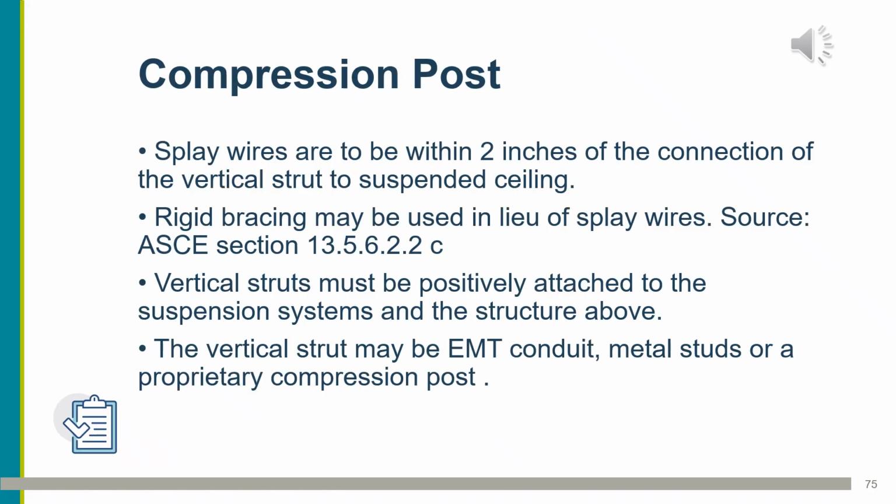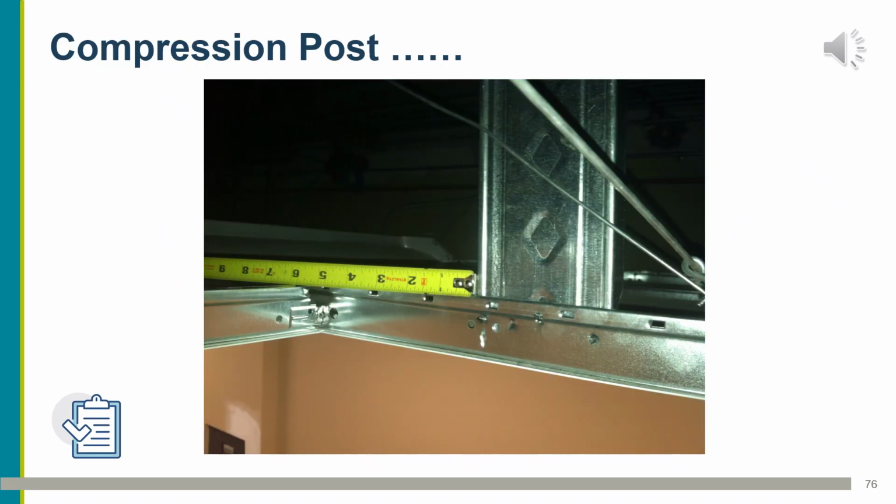Some key items to look for on compression posts. Splay wires are to be within 2 inches of the connection of the vertical strut to the suspended ceiling. Rigid bracing may be used in lieu of splay wires. Vertical struts must be positively attached to the suspension system and the structure above. The vertical strut may be EMT conduit, metal studs, or proprietary compression post. In this photograph, we see a compression post, but we don't have any splay wires.